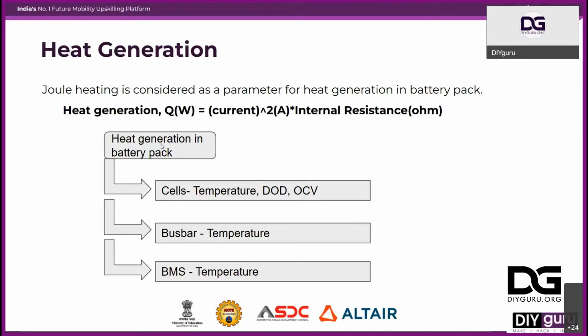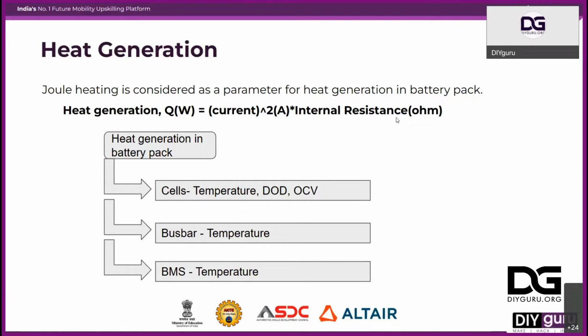Heat generation in a battery pack occurs in the cells, the bus bars and the BMS. Temperature, depth of discharge, and open circuit voltage are what we monitor, and what affects temperature. When we start with the basics, we have to follow that heat generation takes place in the cells, in the bus bars as well, because these are the conductors exchanging the whole series current from the cells, and then the BMS.